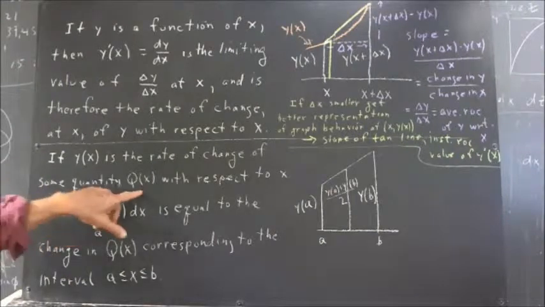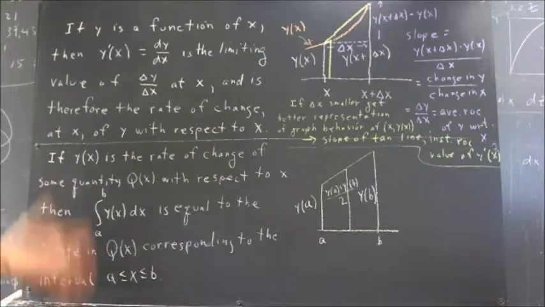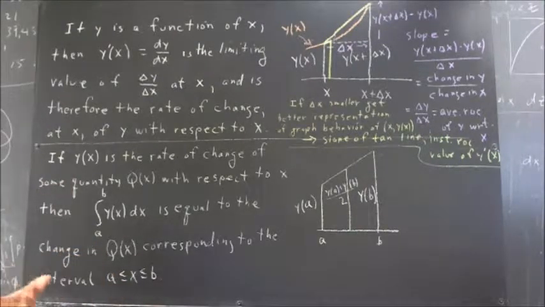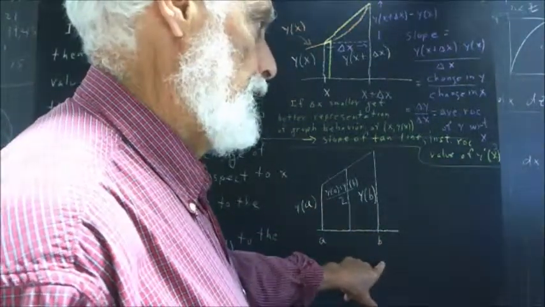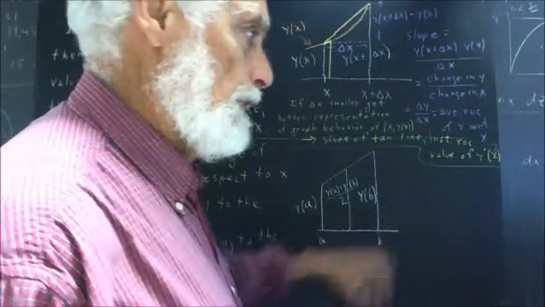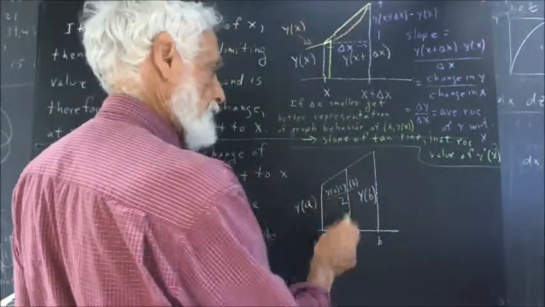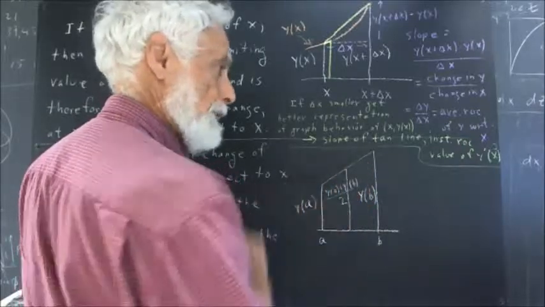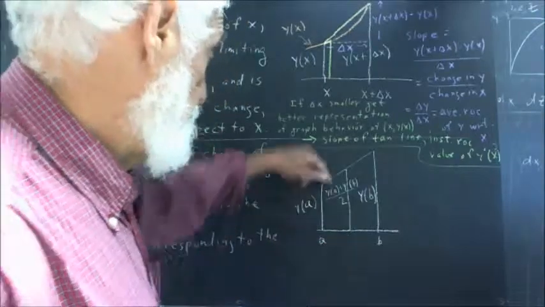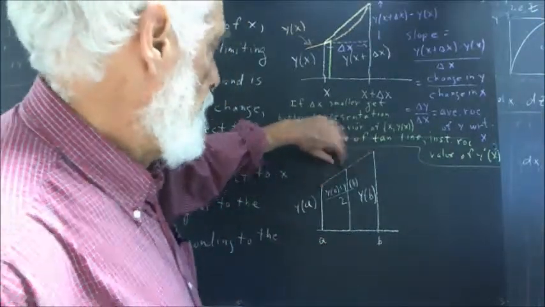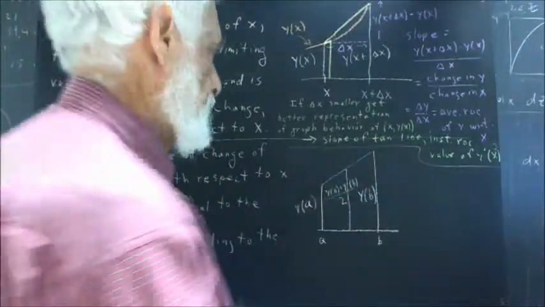If y of x is the rate of change of q of x with respect to x, then the integral from a to b of y of x dx equals the change, etc. Let's see what that means. Okay, well, we have a similar picture, but I'm going to call these points A and B. We have y of A and y of B. And then in the middle here, you see I have a segment that I've labeled y of A plus y of B over 2. This being a straight line, this is supposed to be the middle, and it's clear then that this distance will be the average of these two. And what does that represent?